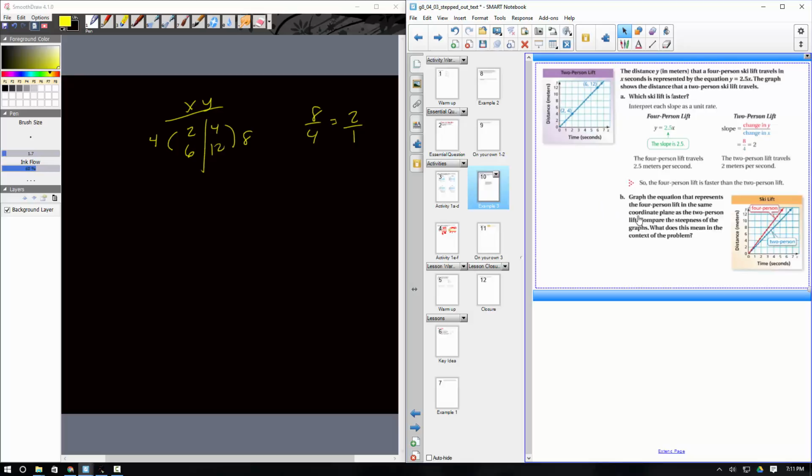And then graph the equation, and here it is. You're going to see that's a steeper line that I have here.